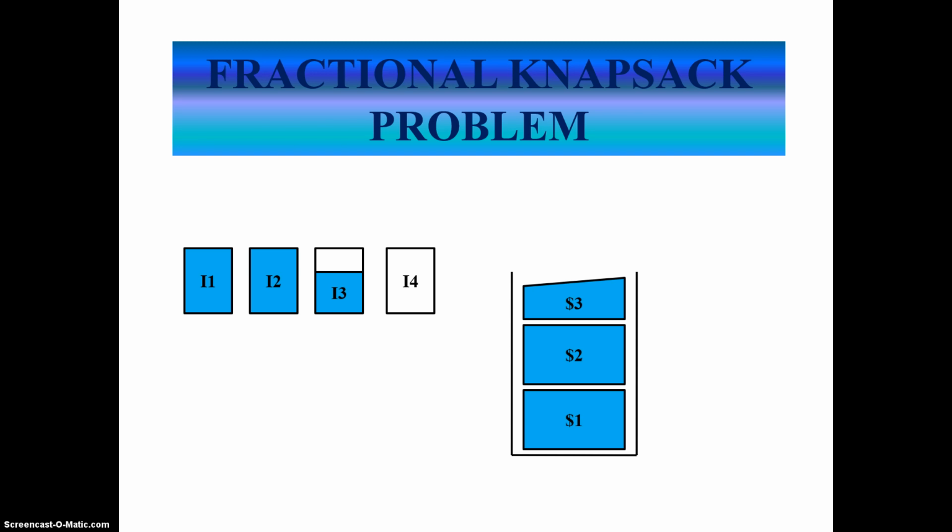And you can see the cost or profit has been taken accordingly. Since items 1 and 2 are taken completely, their profit value is taken in a whole or complete manner, and I3 has been taken as a fraction, so that's why its profit value is a fraction part. I4 is not taken at all, and you can see there is no profit value associated with it.